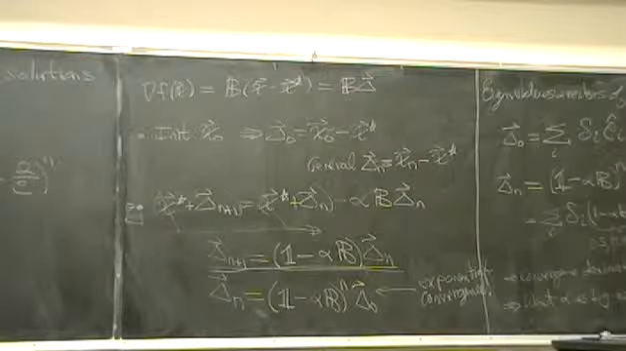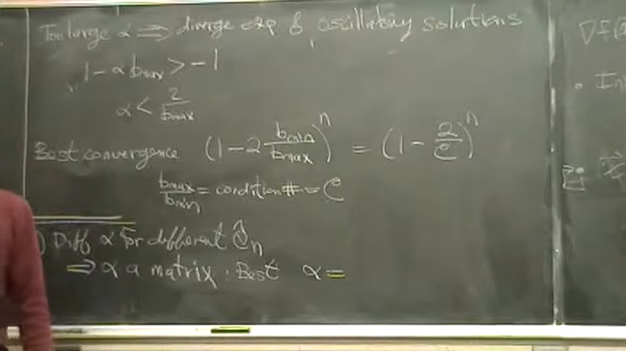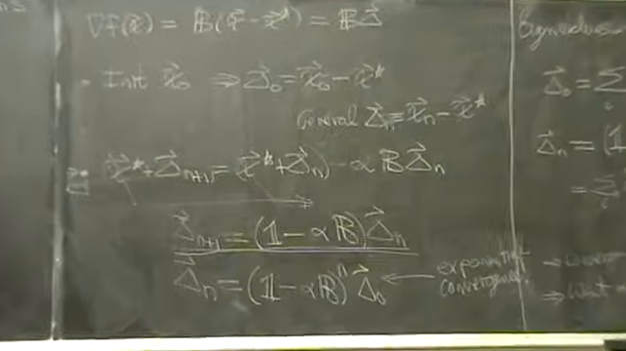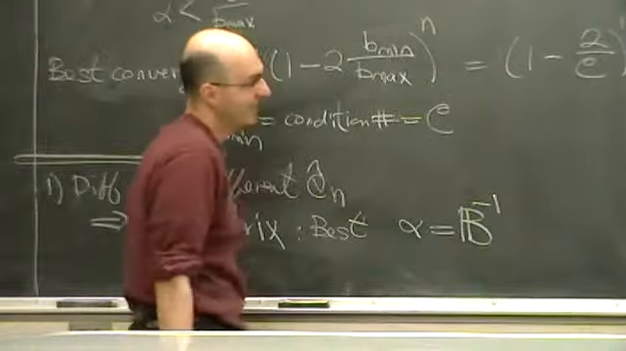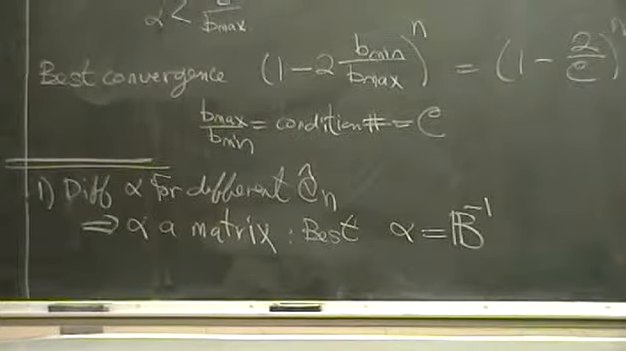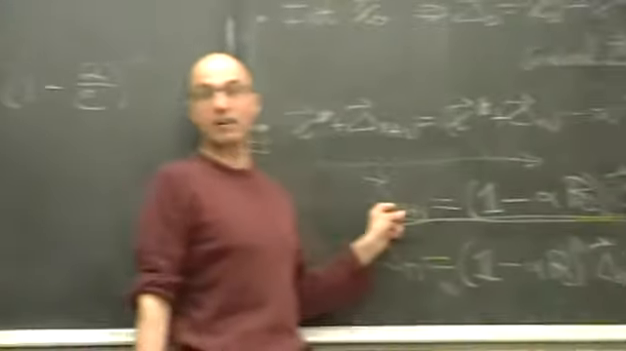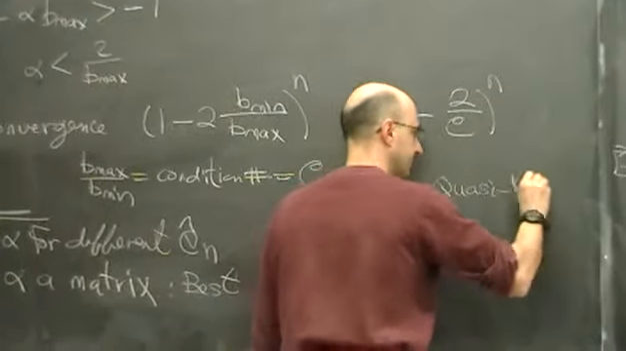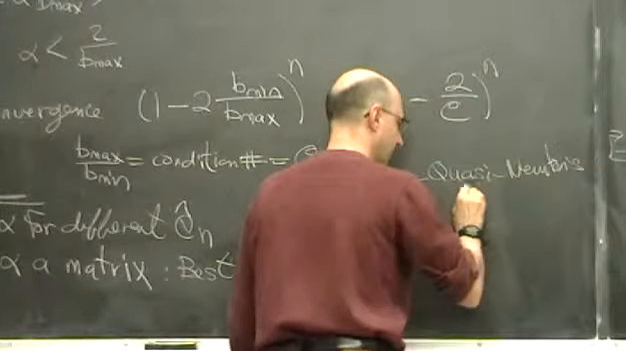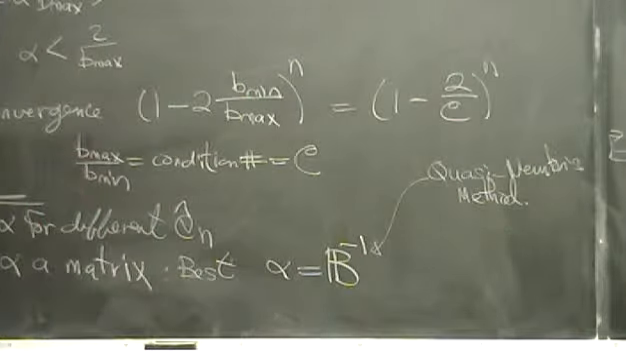Alpha, a matrix. The best alpha would be what matrix? Inverse of B. The inverse of B. If alpha were the inverse of B, then this would have given me 0, right? And I would have a higher order algorithm, a quadratically convergent algorithm. And that is the basis of things like quasi-Newton methods, basically. That's what they do. Now, these things get a little tricky. We're not going to go that route.